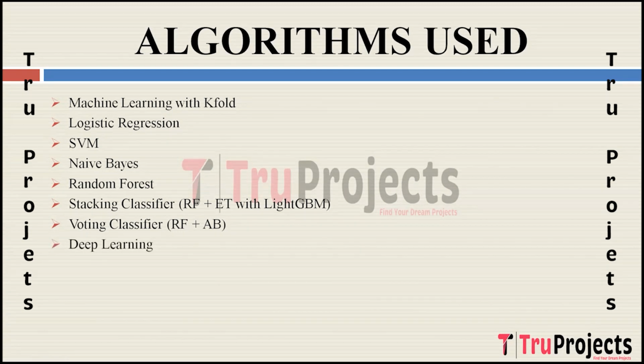Deep learning. Deep learning involves neural networks with multiple hidden layers. These networks can learn complex patterns in data and are particularly effective for tasks like image classification and natural language processing.